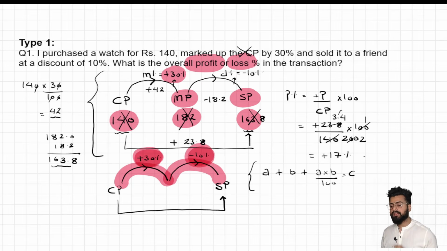A and b are the values of successive percentage changes, the changes which are happening one after another. So if I compare, I get to know, okay, the value of A is the value of markup. Since markup is always positive, so value of A is plus 30. The second change is negative. Why? Because it was a discount of 10. Discount is always negative, therefore negative sign. And what I want to calculate, I want to calculate the value of C. So in our setup, the value of C denotes whether it's profit or loss.